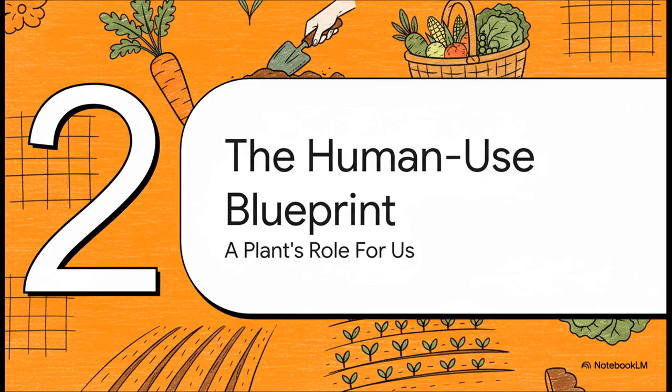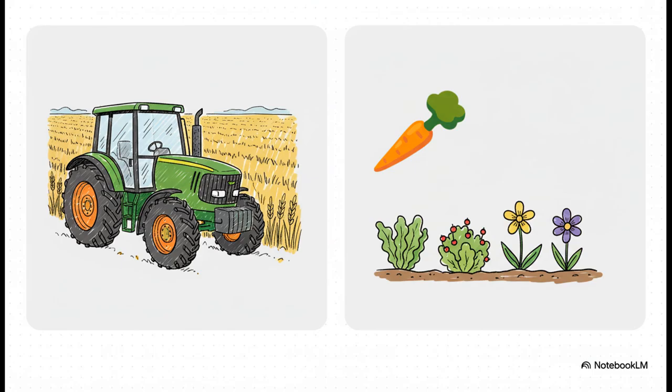Let's put down that scientific blueprint and pick up a new one. This one isn't about what a plant is biologically, but what it does for us. This is the human use blueprint, and it's all about a plant's job in our world. This blueprint basically splits into 2 giant fields: agronomy and horticulture. And the easiest way to get your head around the difference is just to think about scale.